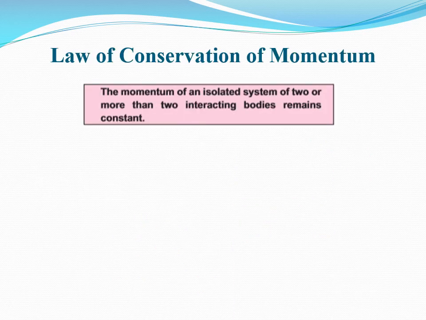Now dear students, let me tell you about the law of conservation of momentum. What is it? How to state this conservation of momentum? The momentum of an isolated system of two or more interacting bodies remains constant. Here, dear friends, you are noticing a new term, isolated system. What is it? An isolated system is a group of interacting bodies on which no external force is acting. Is it clear to you?